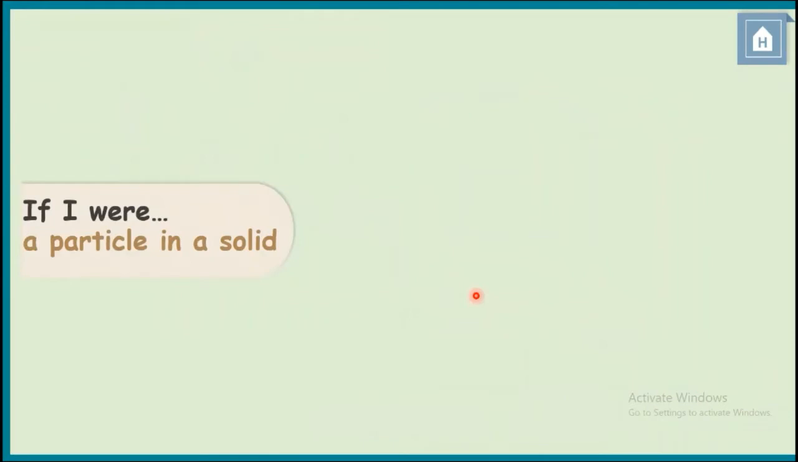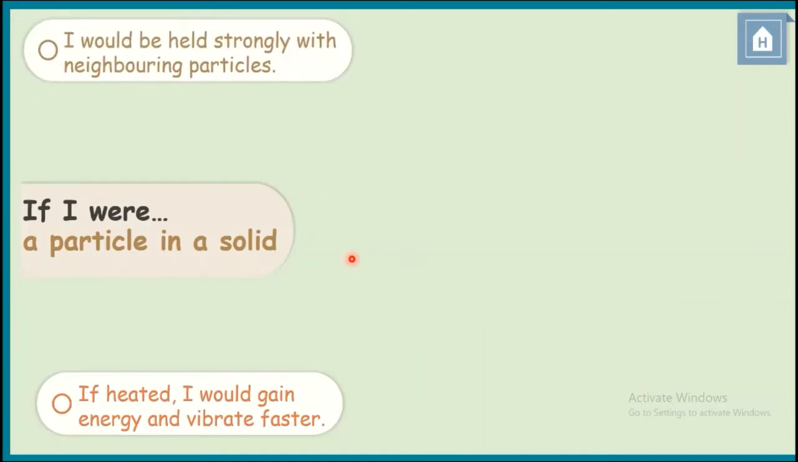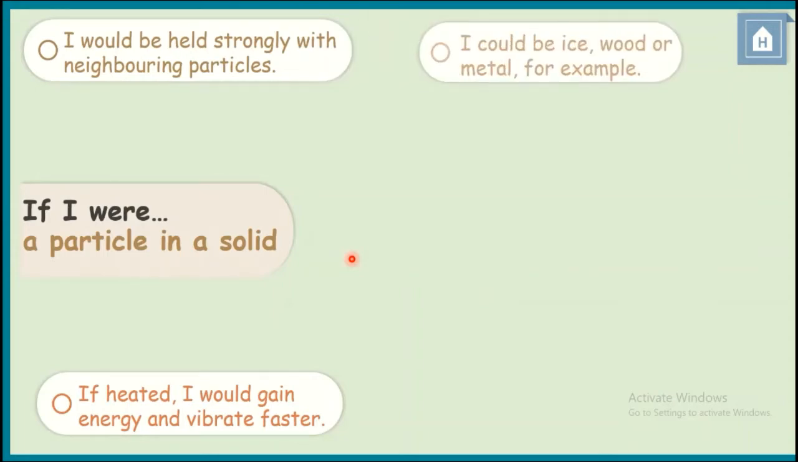So if I were a particle in a solid, if heated, I would gain energy and vibrate faster. Vibrate means to move to and fro, to move up and down on the same axis. I would be held strongly with neighboring particles. This would be my other property. I could be ice, wood, or metal, for example. I would not have a lot of energy.